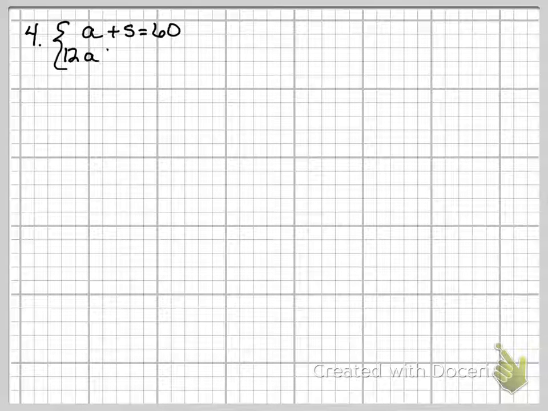Well, let's see here. First of all, we have aerobics plus stretching should equal a 60-minute workout. And we have 12 calories per aerobic minute plus 4 calories per stretching minute should equal 416.